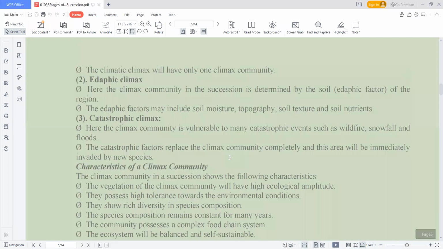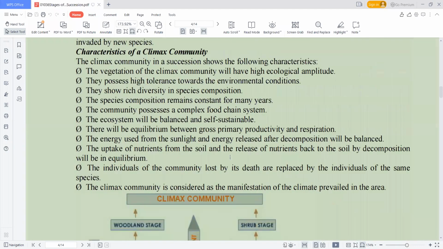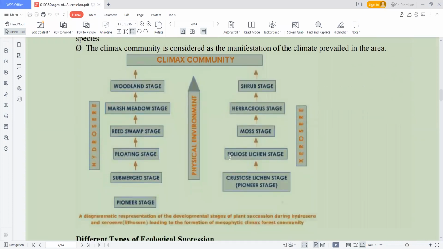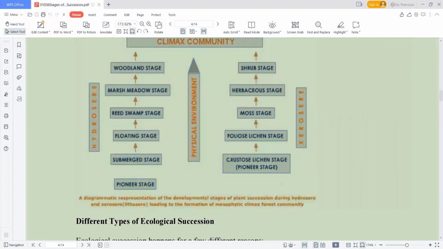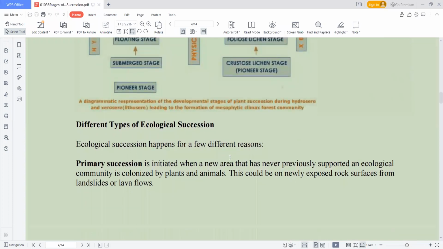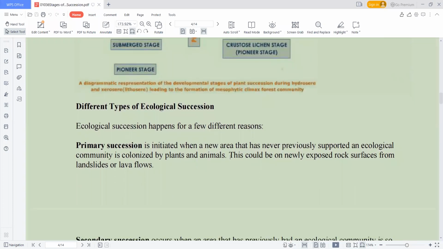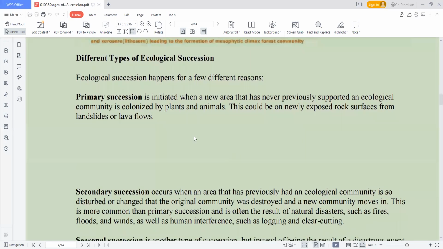Next, we will discuss the process of ecological succession in hydrosere and xerosere in the next class. So this is also important: the different types of ecological succession. Two types of ecological succession are there, that is primary succession and secondary succession.